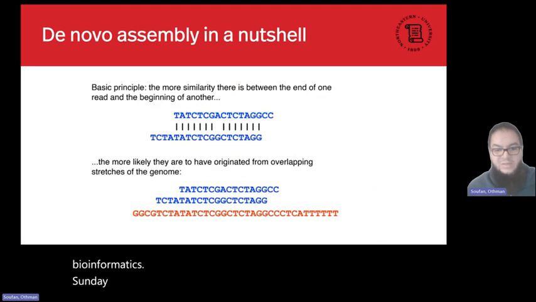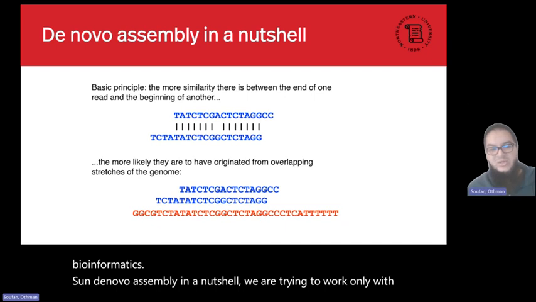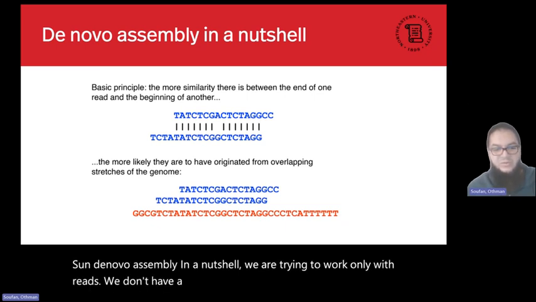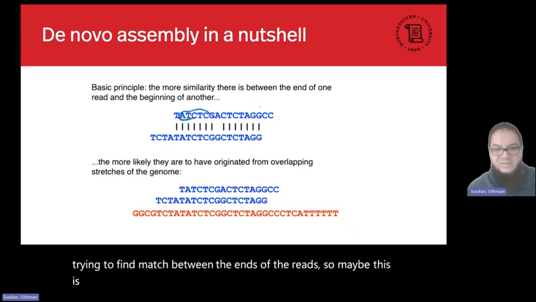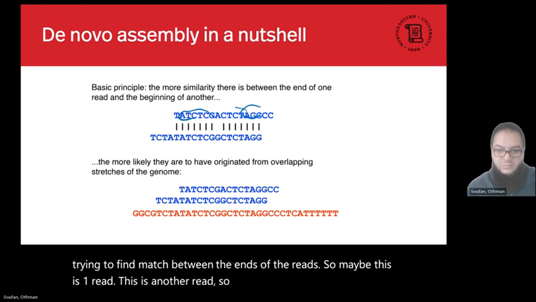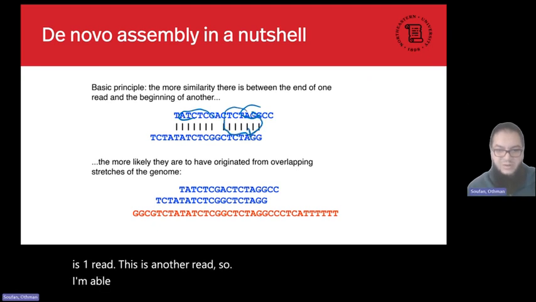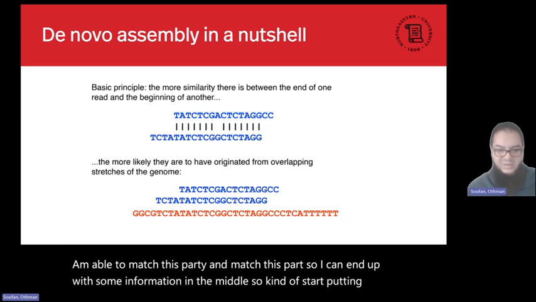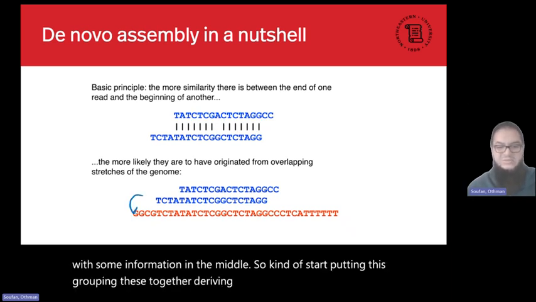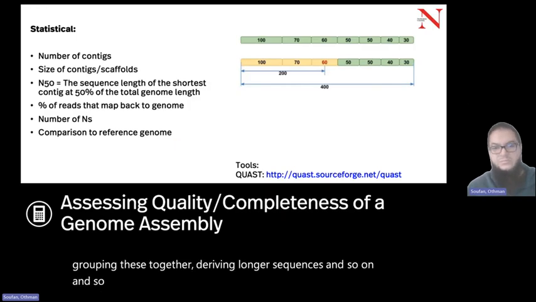So in de novo assembly, in a nutshell, we are trying to work only with reads. We don't have a reference genome. Eventually, we're trying to find matches between the ends of the reads. So maybe this is one read, this is another read. So I'm able to match this part here, match this part, so I can end up with some information in the middle. So we start grouping these together, deriving longer sequences, and so on and so forth.